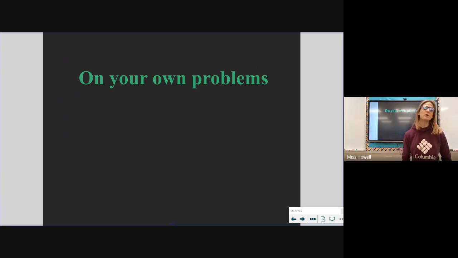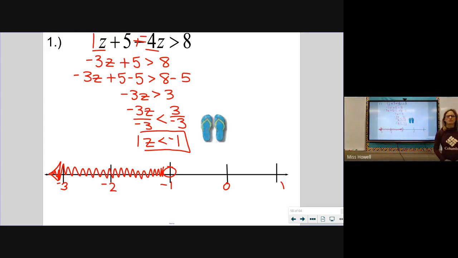All right, hopefully at this point you've completed your on your own problems. If you have mistakes, please correct as we go. So number 1, we should be starting with combining like terms to get a negative 3z plus 5 is greater than 8. From there, subtract 5 from both sides. And then since we are dividing by a negative here, on this step, our sign should have flipped directions. If you only have it flipped on the answer, you would have a step that's incorrect, so be careful there. And we should have z as every number less than -1. So open circle, and we should be shading to the left.